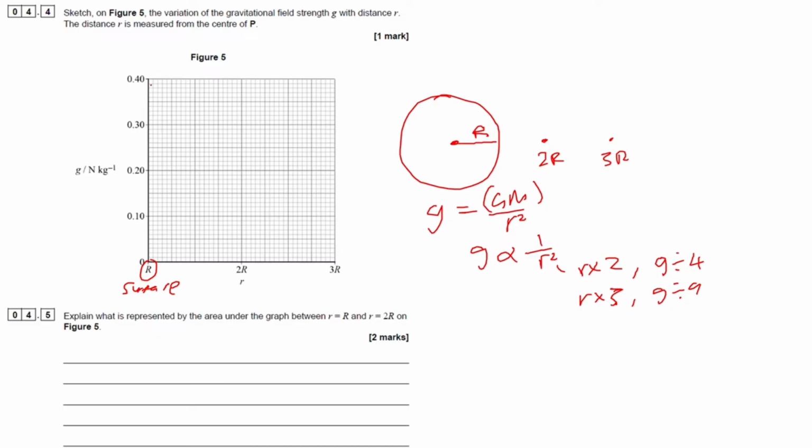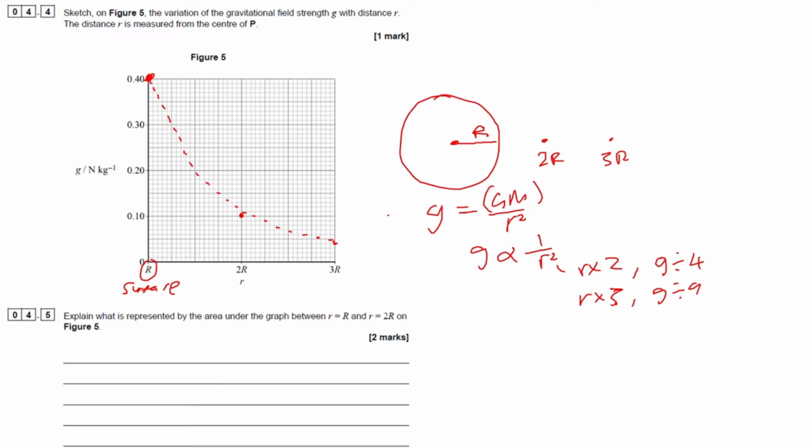In the previous question we worked out G to be 0.4 at R, and at 2R it will be a quarter of that, so we're at 0.1, and then at 3R is a ninth of that value of 0.4, so that we divide that by 9 we get around 0.04, and then you just have to join this up. Ideally use a solid line when you're doing this. It's just easier for me to do dashed lines here.